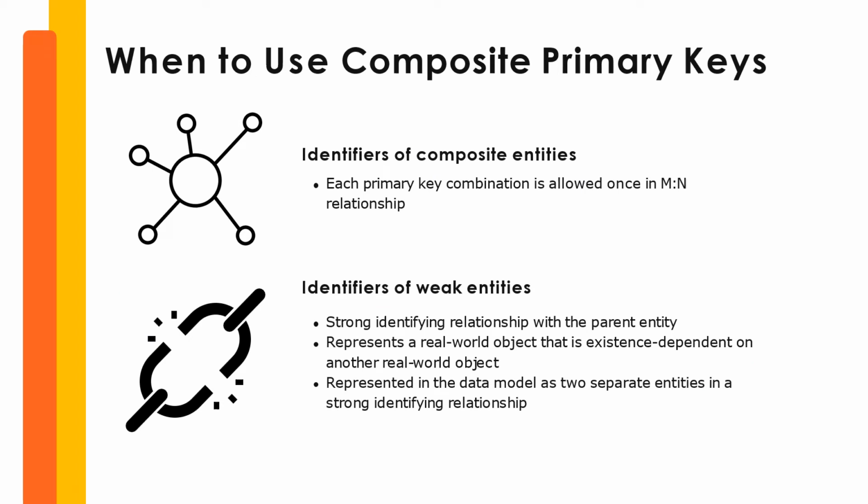So in the previous slide, we have seen that ideally we need to have a single value primary key. But when do we use composite primary keys? We use composite primary keys if they are identifiers of composite entities, and each primary key combination is allowed once in the many-to-many relationship. And if they are identifiers of weak entities, meaning we have a strong identifying relationship with the parent entity, and it represents a real-world object that is existence dependent on another real-world object. And this one is represented in the data model as two separate entities in a strong identifying relationship.